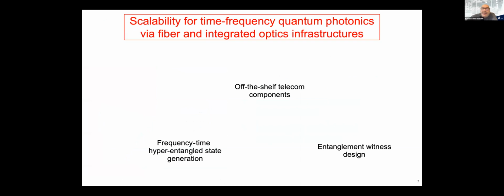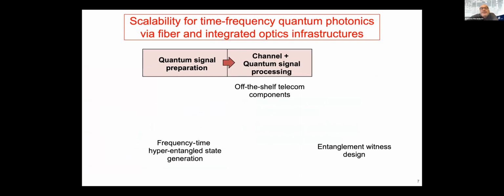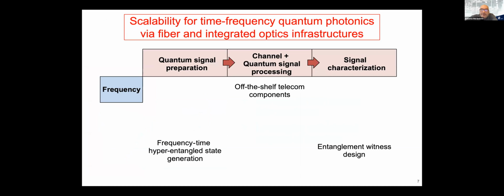So in terms of scalability, we would like to have, for example, the possibility to use off-the-shelf telecom components. So what kind of process do we need to take care of? First, we need to do the quantum signal preparation. Then we need to propagate through the channel and maybe do some signal processing. And finally, we need to characterize the signal that includes the non-classical information.